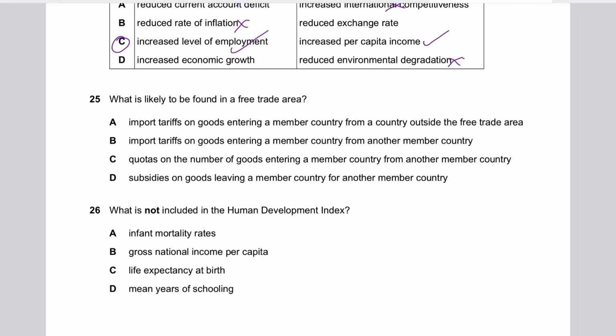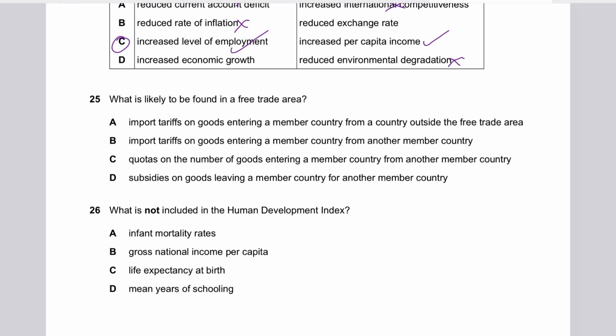25, again, free trade areas and customs unions, they are now testing MCQs on this post 2023. So make sure you're aware of what a free trade area is and what a customs union is. What is likely to be found in a free trade area? See, a free trade area is a group of countries, let's say 3-4 countries, that agree to remove trade barriers amongst themselves. So they would say, okay, fine, from today, no tariffs, no quotas amongst each other. So no tariffs, no quotas between member countries. That is what a free trade area is.